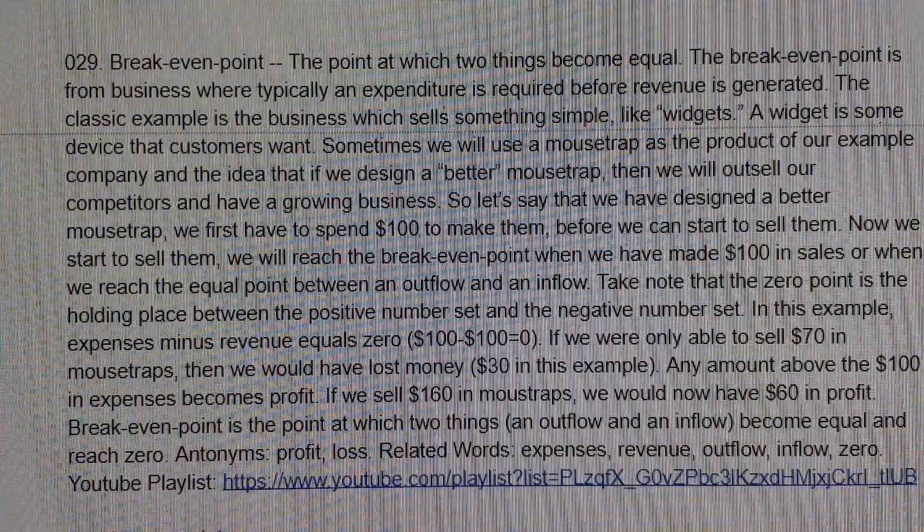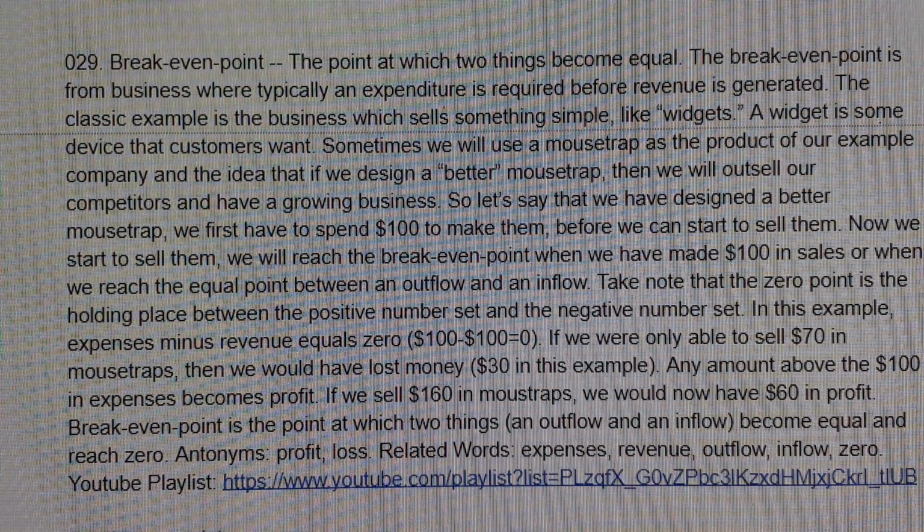A widget is some device that customers want. Sometimes we will use a mousetrap as the product of our example company, and the idea that if we design a, quote, better, end quote, mousetrap, then we will outsell our competitors and have a growing business.